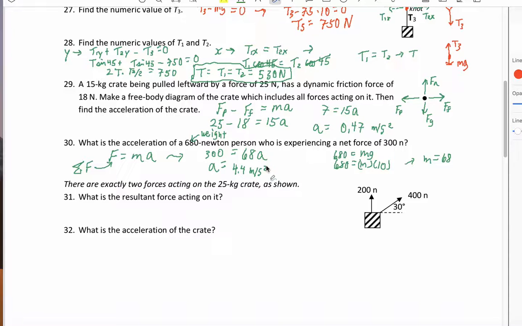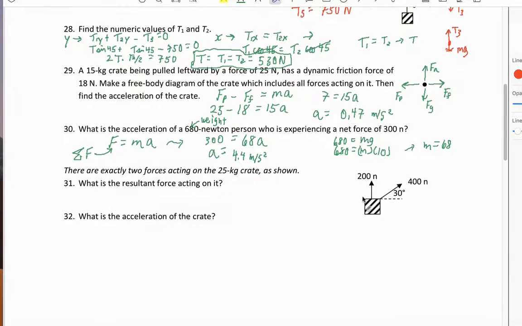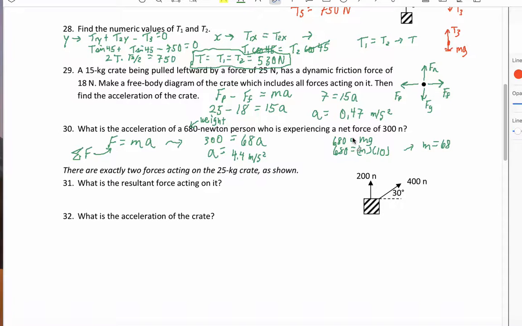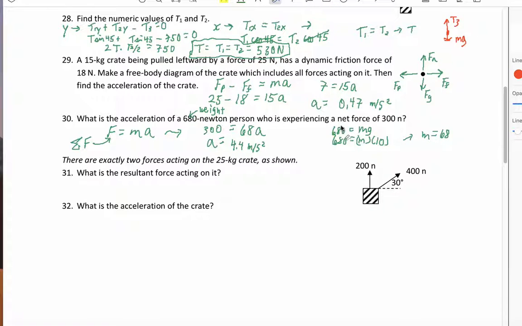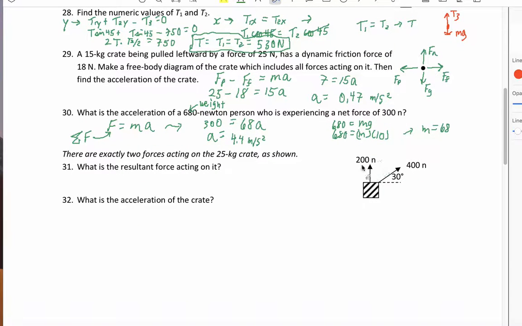Excellent. Now we want to know the resulting force acting on this crate. There's exactly 2 forces acting on this crate as shown, and I had no idea what this meant. This is a question that I borrowed from Mr. Woodard, and it turns out that maybe this crate's in outer space, or we are looking at this crate from above. So if this were a 3D drawing, the normal force would be coming out of the page and the weight would be going into the page. So we're only going to look at these forces here.